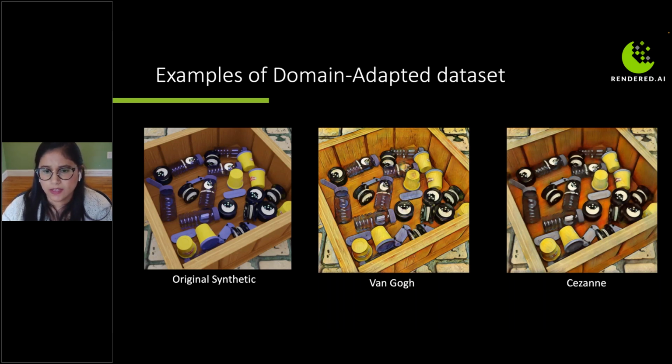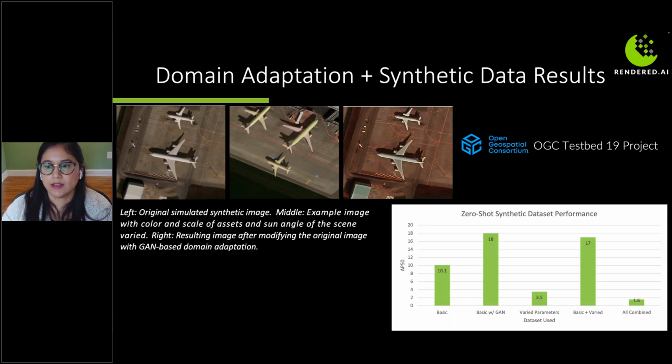And one thing to note is every object is in the same location as that original synthetic image. The only things that have changed are just the styling. So this is a way to introduce variability in your data set, and I wanted to share a study that we did, domain adaptation with synthetic data, and the results that we got out of this project. This project was done for the Open Geospatial Consortium. This was the ODSC Testbed 19 project.